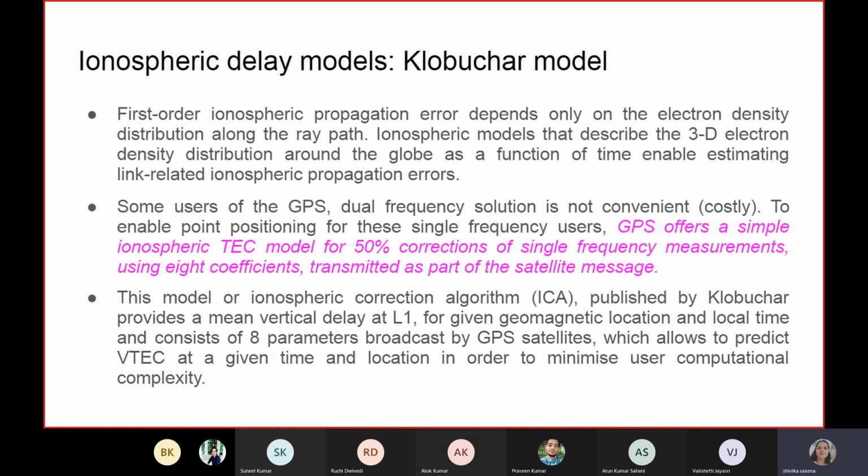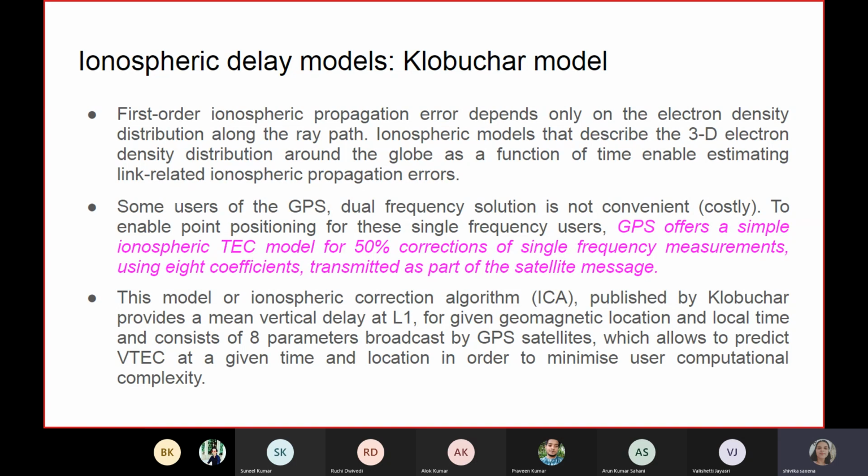Another alternative to linear combinations for ionospheric corrections is using ionospheric delay models. One such popular model is the Klobuchar model. It is not like only if you have a dual frequency receiver can you correct for the ionosphere. You can use these types of empirical models if you are using a single frequency receiver also.